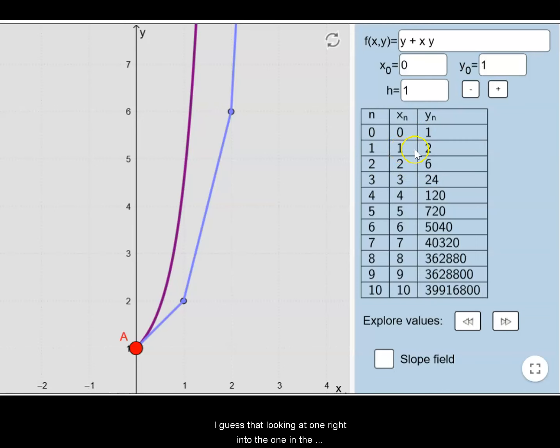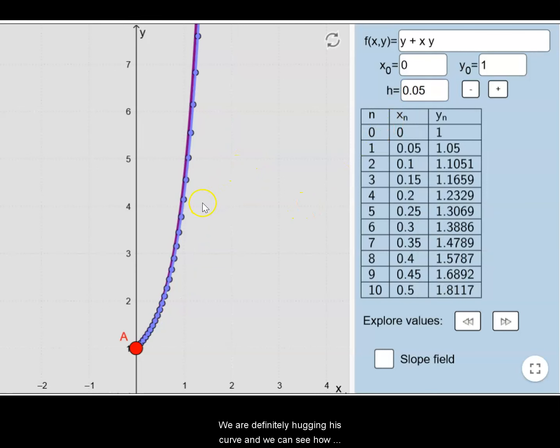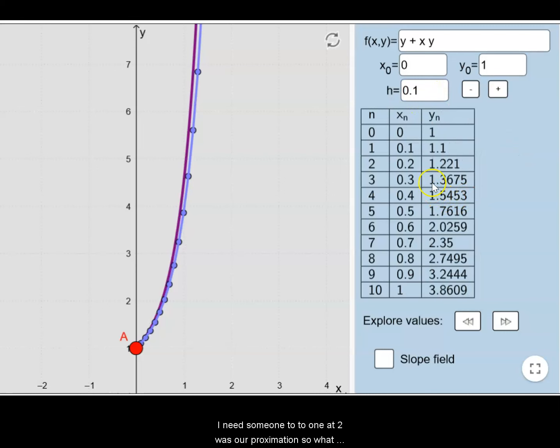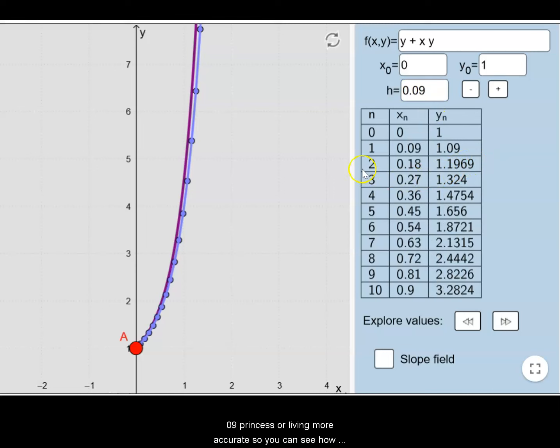At an input of 1 and an output of 2, that's very, very far away from the actual value that we have. Now, if we have, let's say, 0.05, we are definitely hugging this curve, and we can see how close our values are to a better approximation. So we had 2.1 at 2 as our approximation. So what if we did 1.09, for instance? So we're a little bit more accurate. You can see how our values are a little bit smaller.